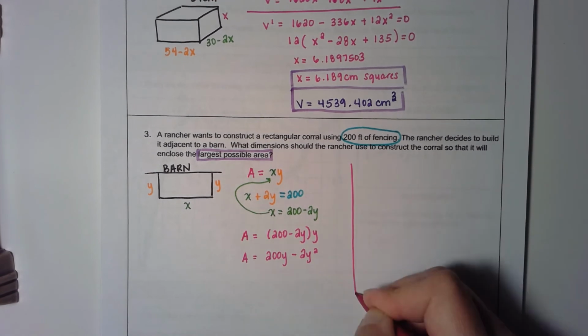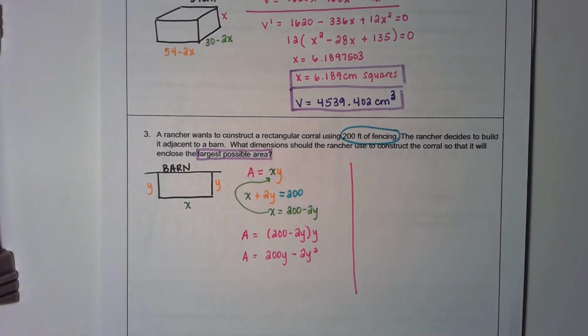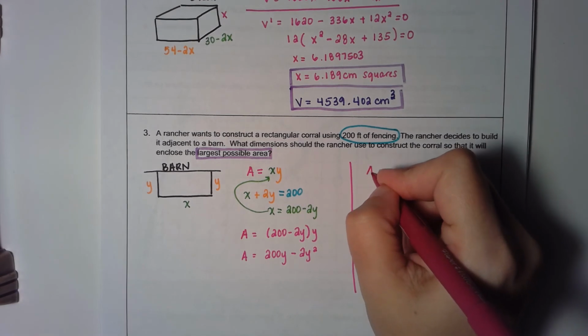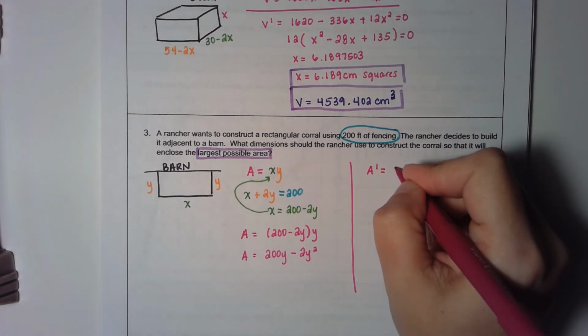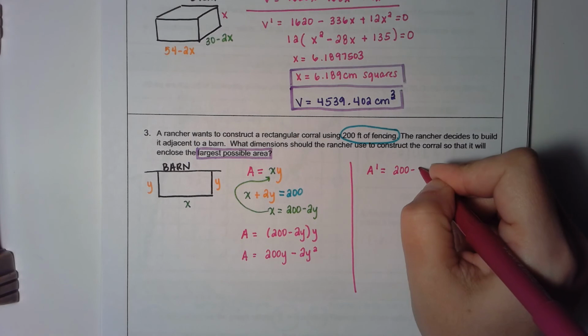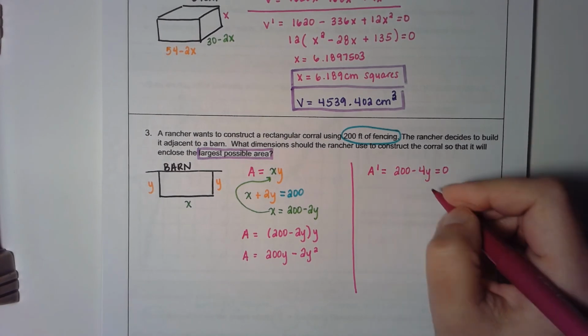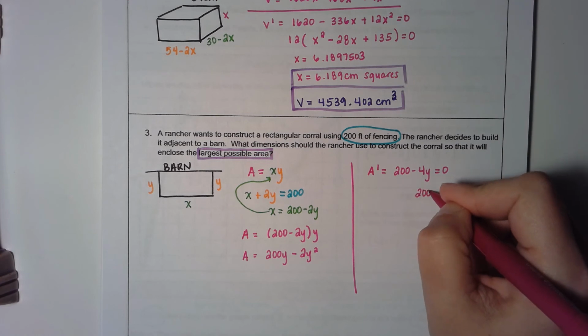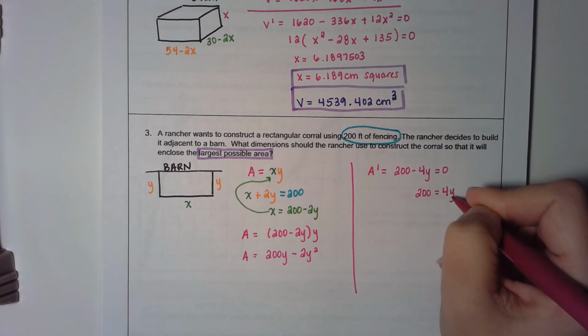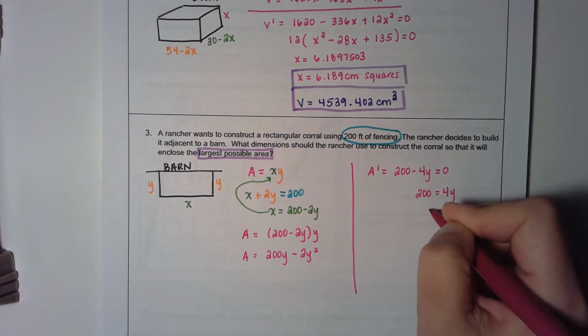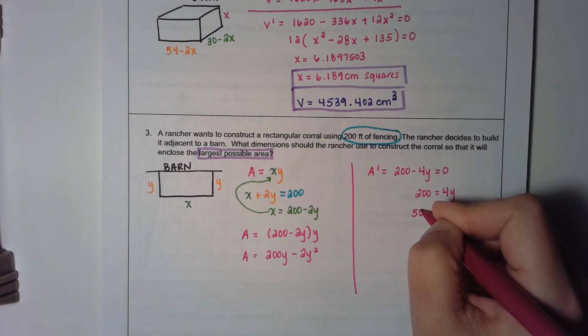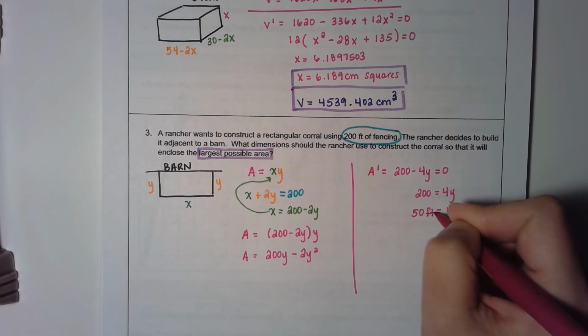Now, I'm going to take the derivative next. I'm going to draw a line to remind myself that everything after this is working with the derivative. The derivative, area prime, would be 200 minus 4y equals 0. I would swing the 4y to the other side, so that becomes 200 equals 4y, which means y is going to be equal to 50, and in this case, we're measuring in feet.